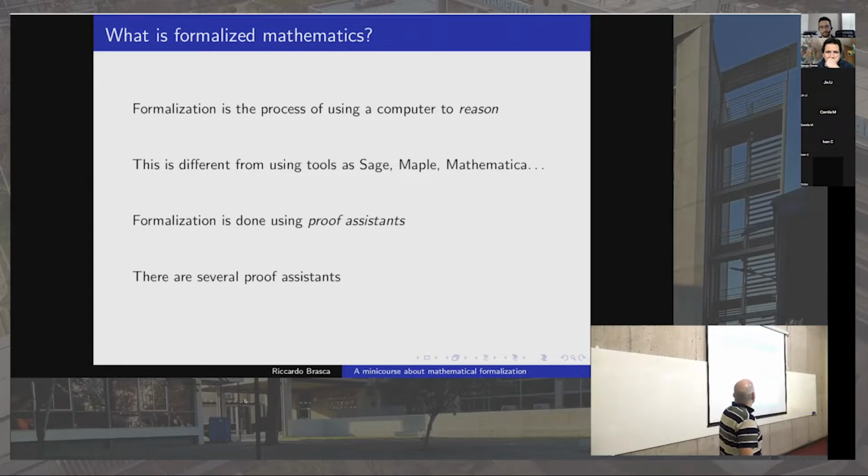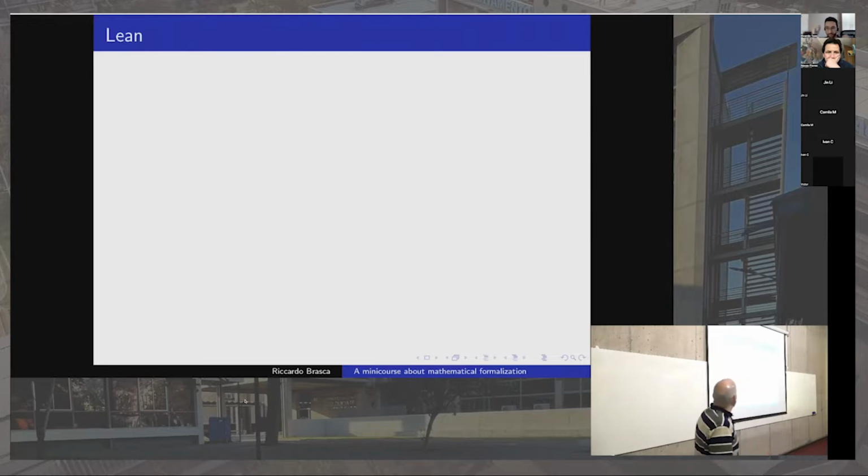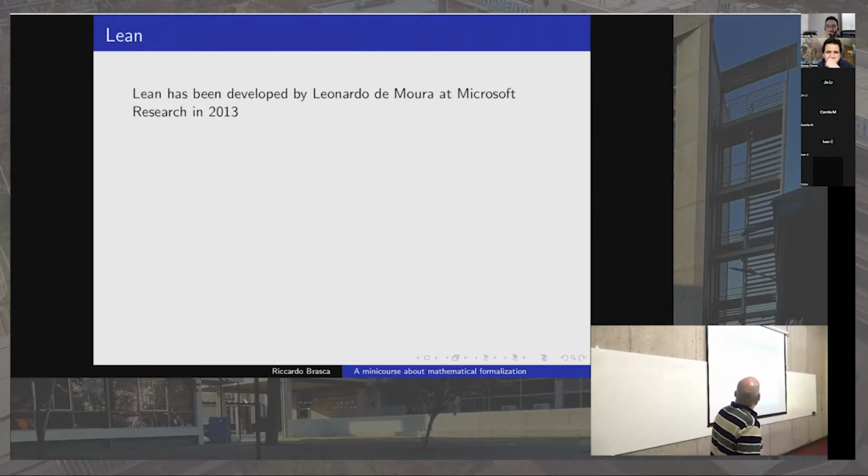In any case, we will use Lean, that is a fairly recent software. I'm gonna show you Lean in practice. So what we're gonna do is to use Lean, but essentially everything we are gonna do with Lean can be done also with the other proof assistants. And I'm gonna use Lean for the very good reason that it is the one I know. Okay, so let me introduce you to Lean a little bit. So Lean is a piece of software that has been developed by Leonardo de Moura at Microsoft Research.